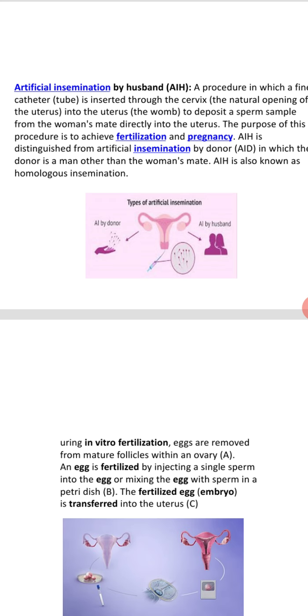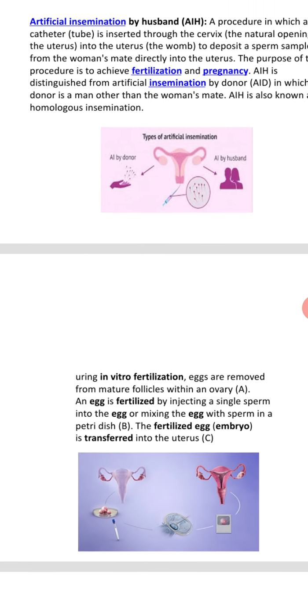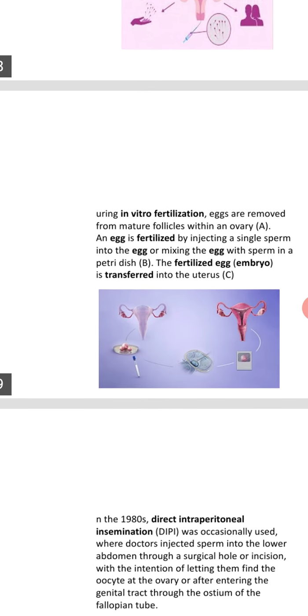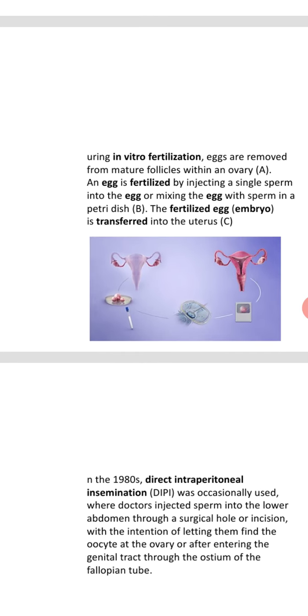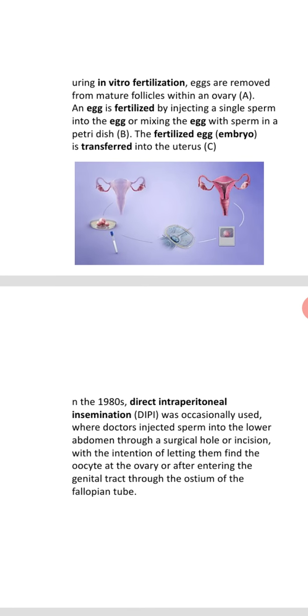AIH is distinguished from artificial insemination by the donor, in which the donor is a man other than the woman's mate, whereas AIH is also known as homologous insemination. So, this is what is meant by artificial insemination, one of the major assisted reproductive technologies.